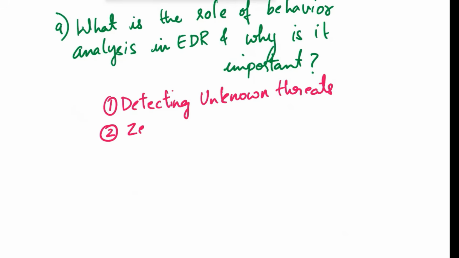Next one is zero-day vulnerabilities. Zero-day vulnerabilities are newly discovered vulnerabilities for which no patches or signatures exist. Attackers exploit these vulnerabilities before they are known to vendors. Behavioral analysis helps identify anomalous activities associated with potential zero-day attacks.